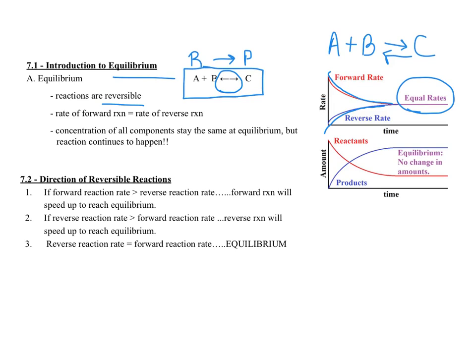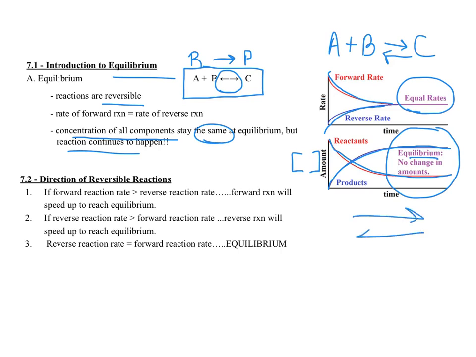If we look at this graph down here, the amount represents our concentration in molarity. Our product amount is going to increase over time. Our reactant amount is going to decrease over time. And eventually, those concentrations don't change anymore. That's what you have at equilibrium. They're not the same as each other, but they're constant. It's important to know that the concentrations of all components stay the same at equilibrium, but the reactions continue to happen. You still have the forward reaction happening, you still have the reverse reaction happening, but they've reached equilibrium.